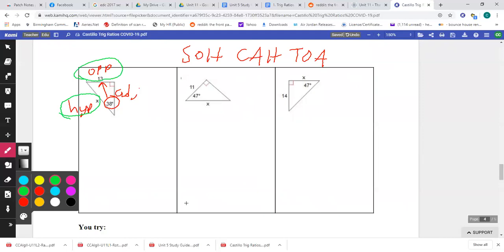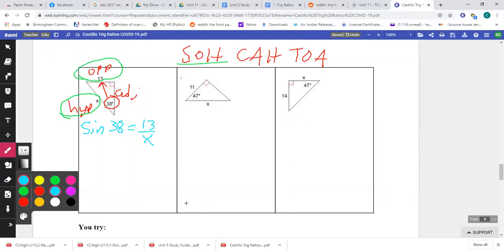So which one is O and H? That's sine. So I'm going to write a sine equation now: sine of 38 is equal to, and the opposite this time is 13, the hypotenuse is x. So the x is on the bottom now, and remember, we never want x on the bottom. So we're just going to move it to the top by doing the opposite. Here's how we solve it when x is on the bottom.